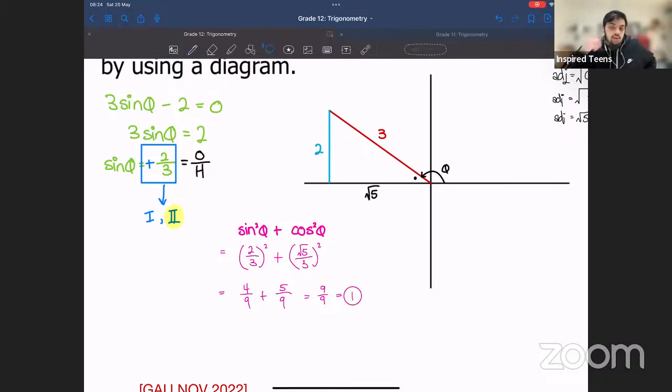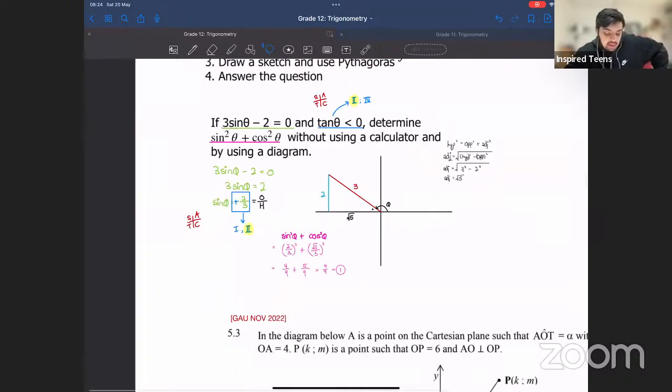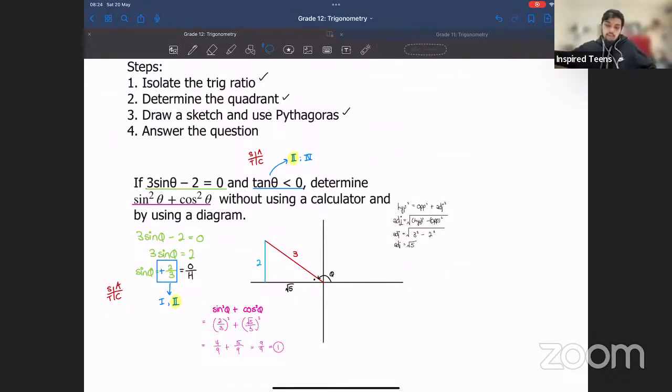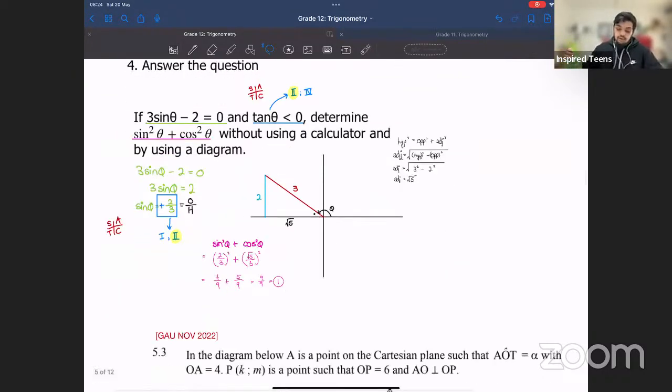Okay, if you guys have any questions, please ask me, but that's how you solve this Cartesian plane question. Let's solve the next one.